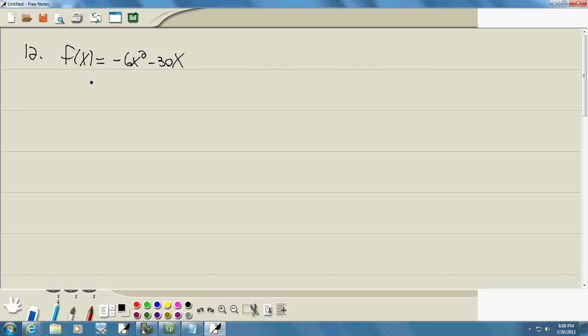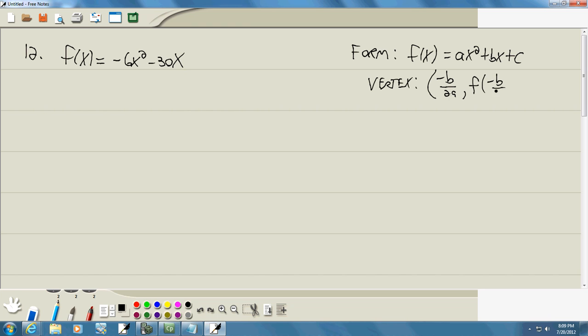One is when we're talking about an x squared, we're talking about a quadratic. So the vertex is going to be our highest point or lowest point. Now, if you remember, if we have this form, f of x is equal to ax squared plus bx plus c, then our vertex is going to be negative b over 2a, f of negative b over 2a. Well, let's go ahead and find the vertex on this.